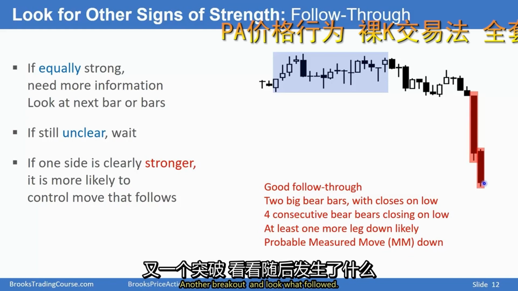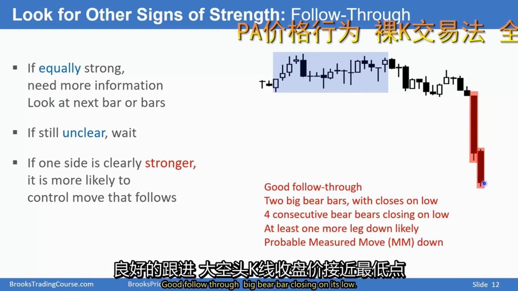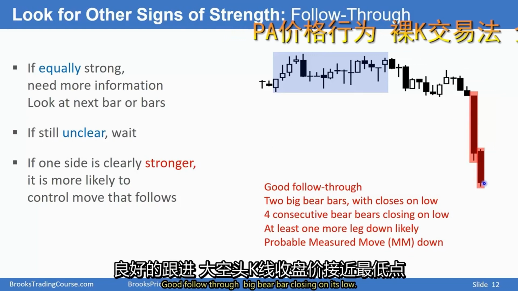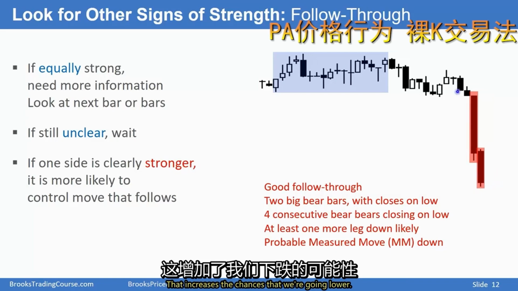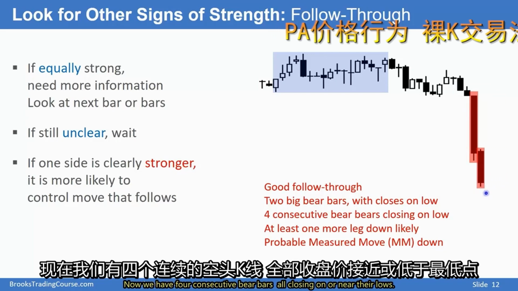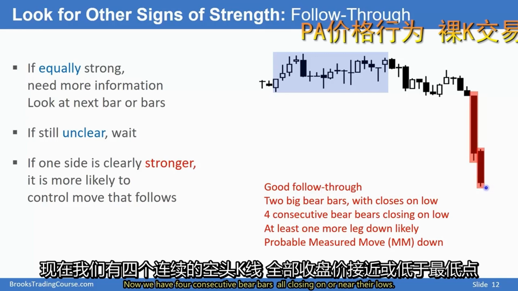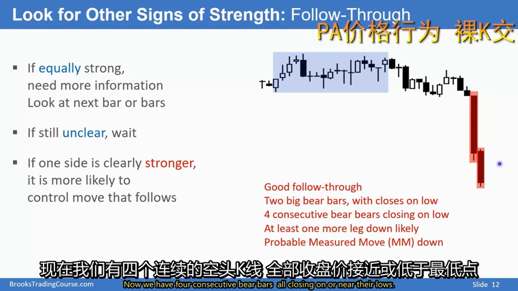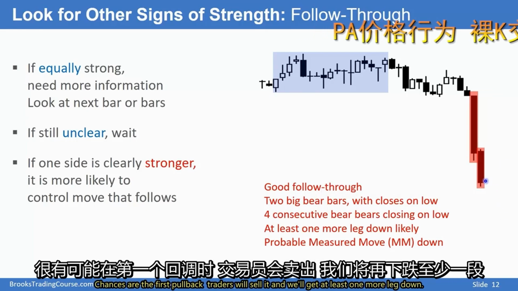Bear breakout, and look what followed. Good follow through, big bear bar closing on its low. That increases the chances that we're going lower. Now we have 4 consecutive bear bars, all closing on or near their lows. Chances are the first pullback, traders will sell it and we'll get at least one more leg down.